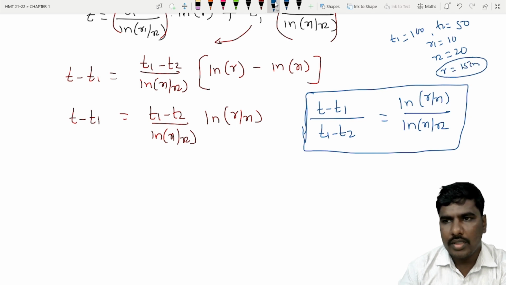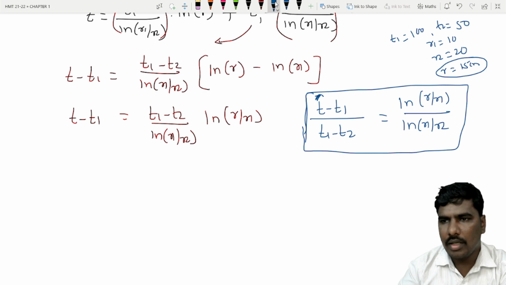Okay, if the problem asks us to find the temperature at 15 centimeter, we can put in the values. Here T is the temperature at 15 centimeter. We know T1 is 100 and T2 is 50. Now, R is where we want the temperature, so 15 centimeter. So R now becomes 15.